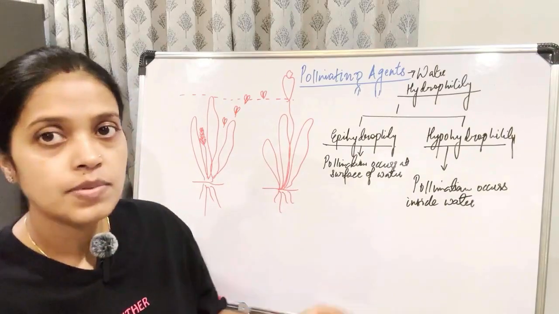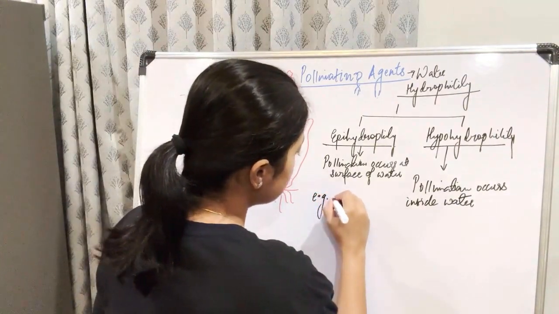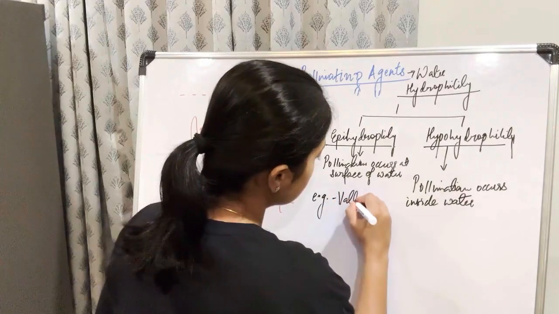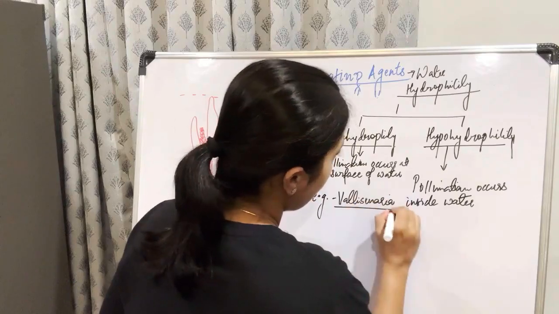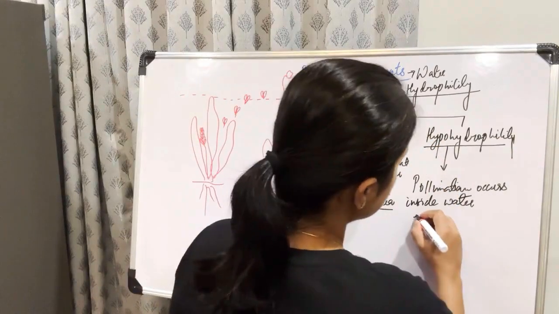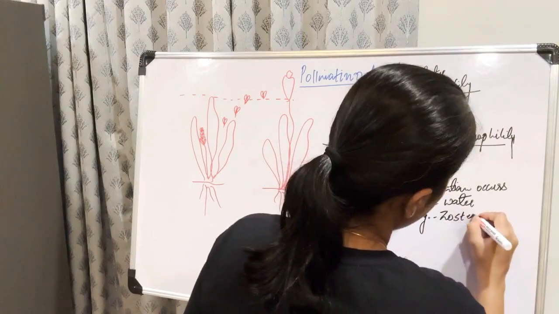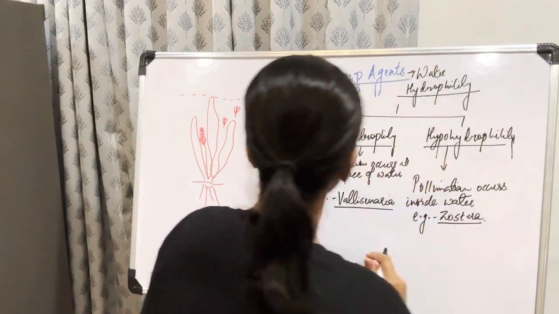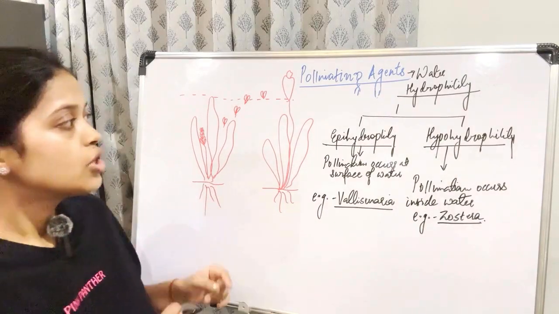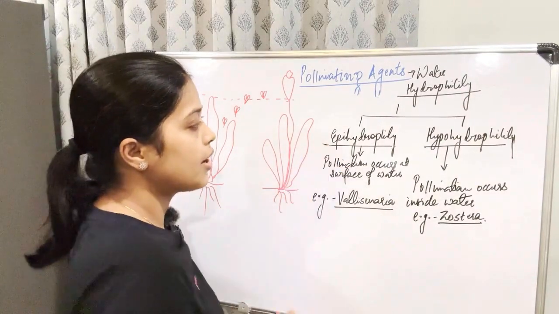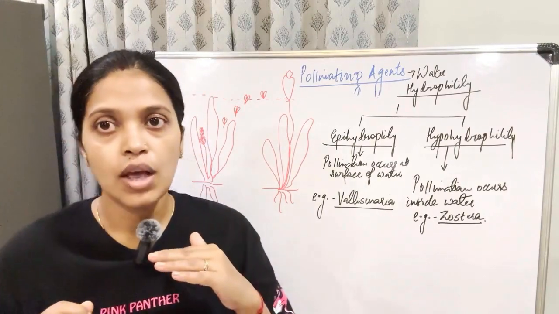For both the types, we will study different examples. For epihydrophily, we will study how the pollination occurs in Vallisneria, and for hypohydrophily, we will study how the pollination occurs in Zostera. So this figure I have made for Vallisneria. First we will focus on epihydrophily, meaning when the pollination occurs on the surface of the water.